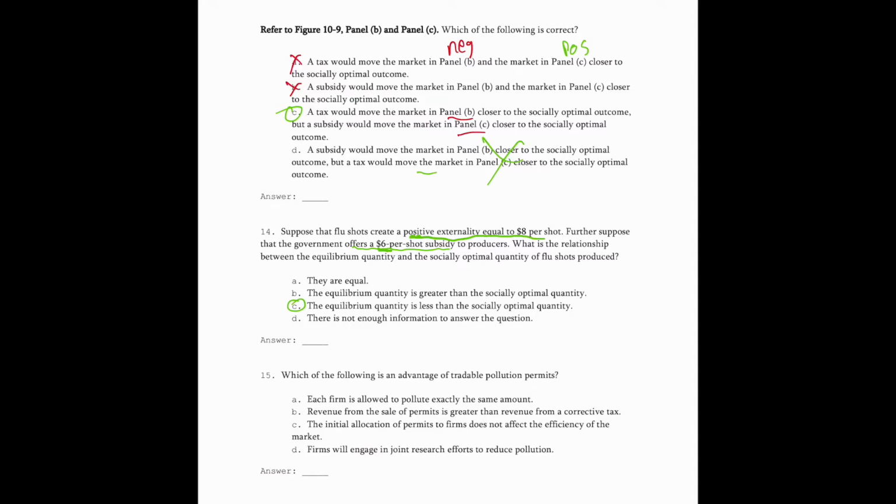Question 15. Which of the following is the advantage of tradable pollution permits? Each firm is allowed to pollute exactly the same amount? No. Revenue from the sale is greater than revenue from a corrective tax? No. The initial allocation of permits to firms does not affect the efficiency of the market? Correct. No matter who we give those permits to, those firms are always going to sell them to the people who are going to pay most, who have the highest cost of reducing their pollution, which means no matter who we give the permits to, the people who are willing to pay the most for them are going to get them at the end of the day.